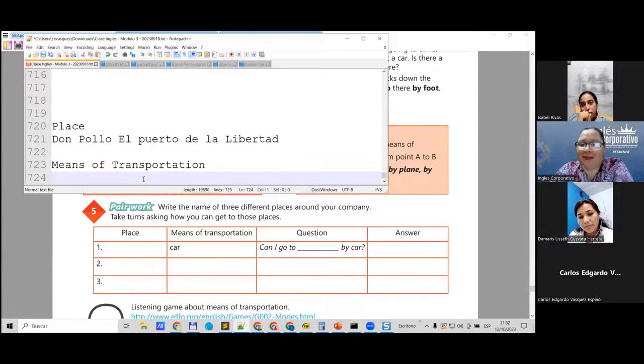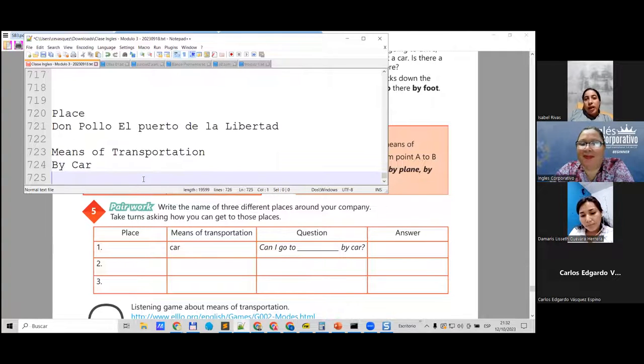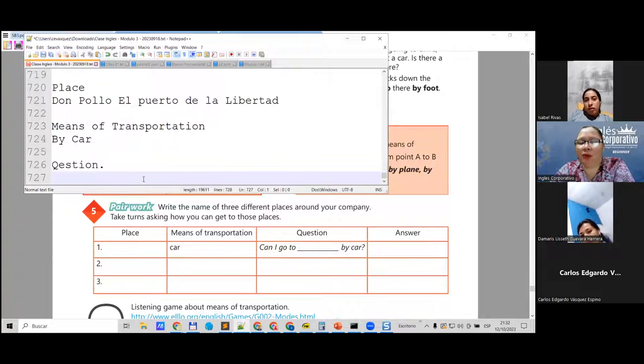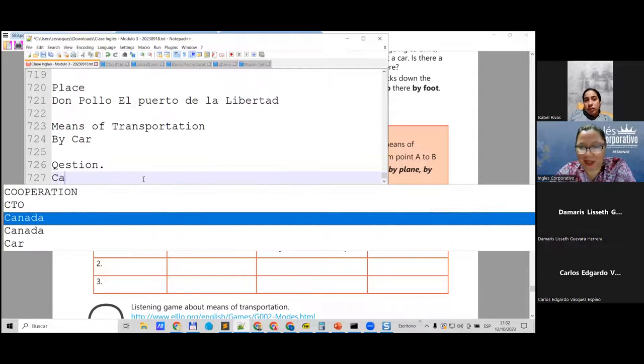Yes. Uh-huh. The route you can use to get there. Exactly. The means of transportation. Of transportation you can use.